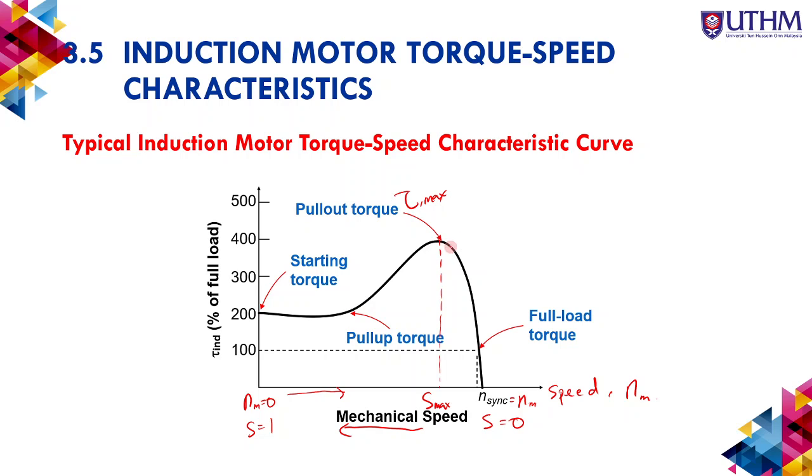Then the torque will start to reduce until it meets the required load. So this is the working condition. At the working condition, we can see that this part of the graph is a bit linear, where the torque is linear to the speed.